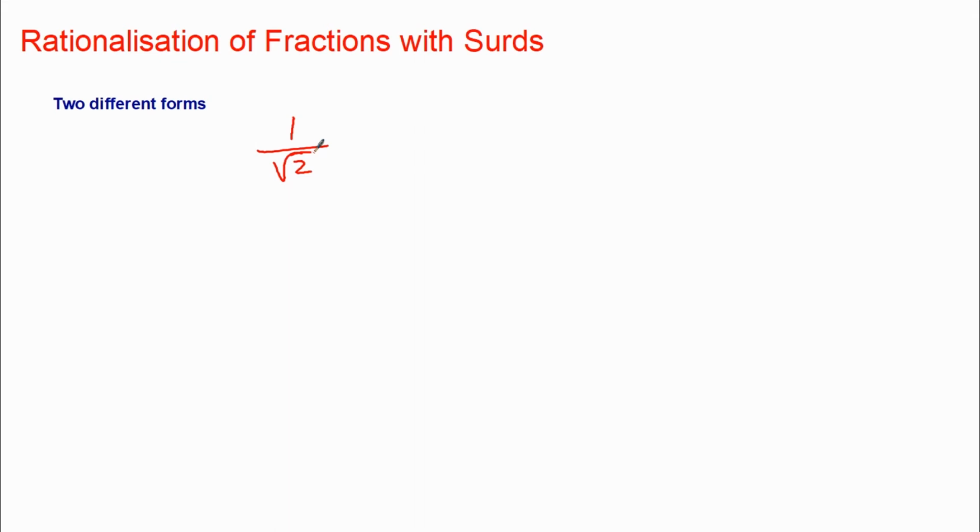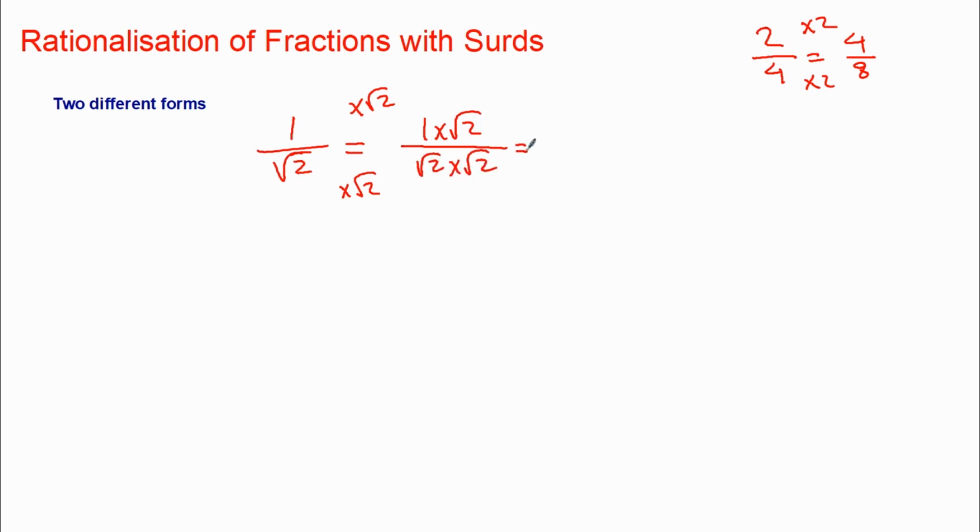So to remove that square root of 2, what we do is the same as the basics that we know about fractions, again from GCSE: 2 over 4 equals 4 over 8. We can times both sides by the same value, and that will still be the same fraction. So I can times the numerator and the denominator by square root of 2. This would be 1 times the square root of 2 over square root of 2 times the square root of 2, and we know that square root of 2 times square root of 2, as I just mentioned before, is just 2. So 1 over square root of 2 becomes square root of 2 divided by 2. This is a rationalized form because we don't have any surds in the denominator.